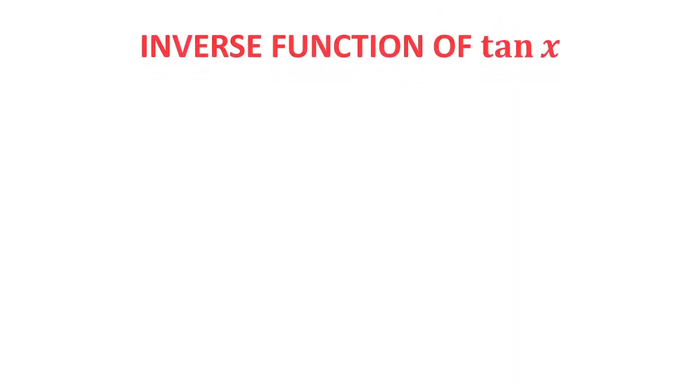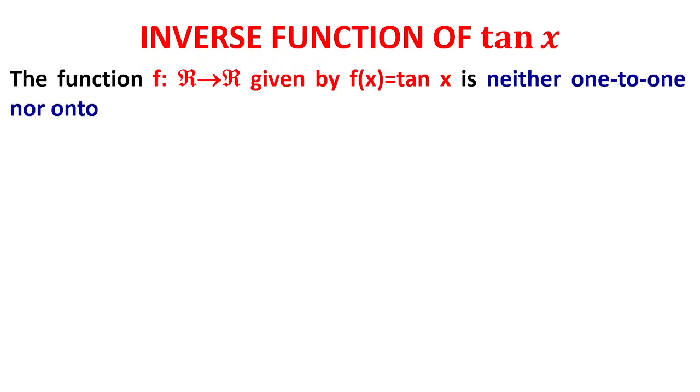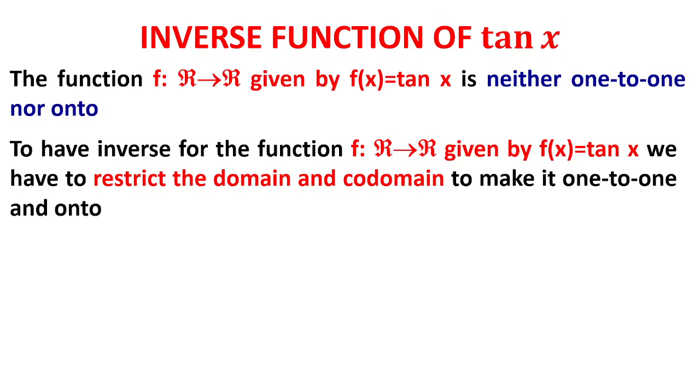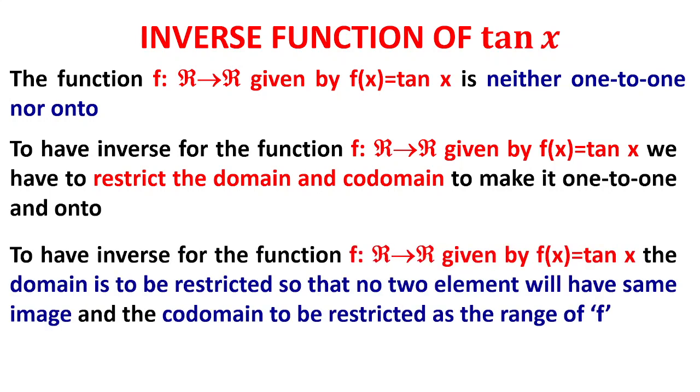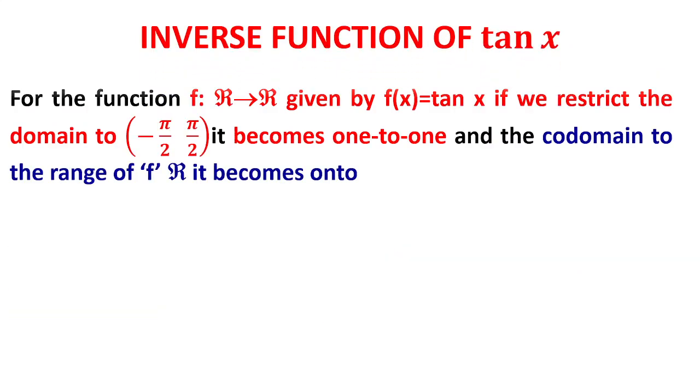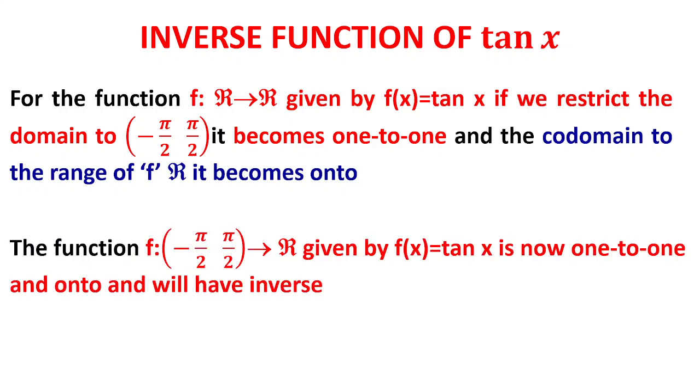Well, now let us go to tan x once again. As usual, tan x is neither one-one nor onto. We have to restrict the domain and codomain to make it one-one and onto. How are we restricting? We restrict the domain to minus pi by 2 to pi by 2, and the codomain is the total real number system, therefore it will become onto. Therefore, the function f from minus pi by 2 to pi by 2 to R given by f of x equals tan x is now one-one and onto, and it will have an inverse.